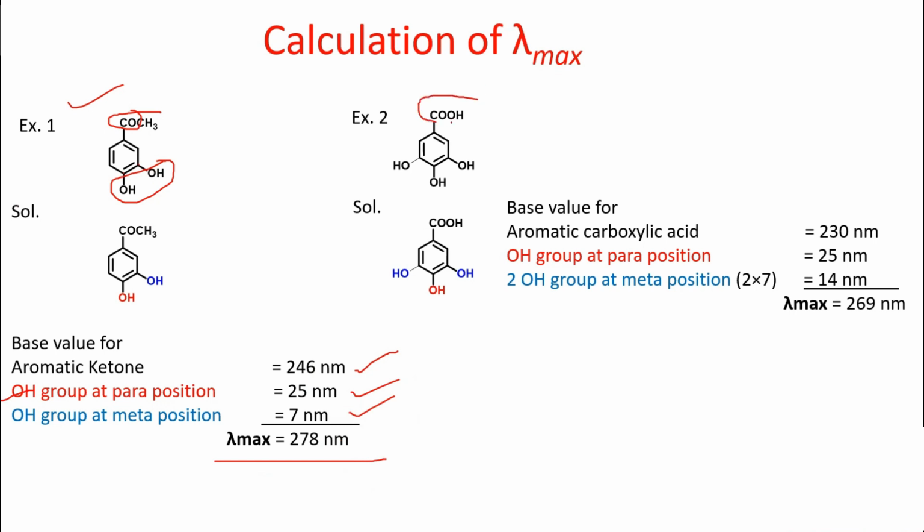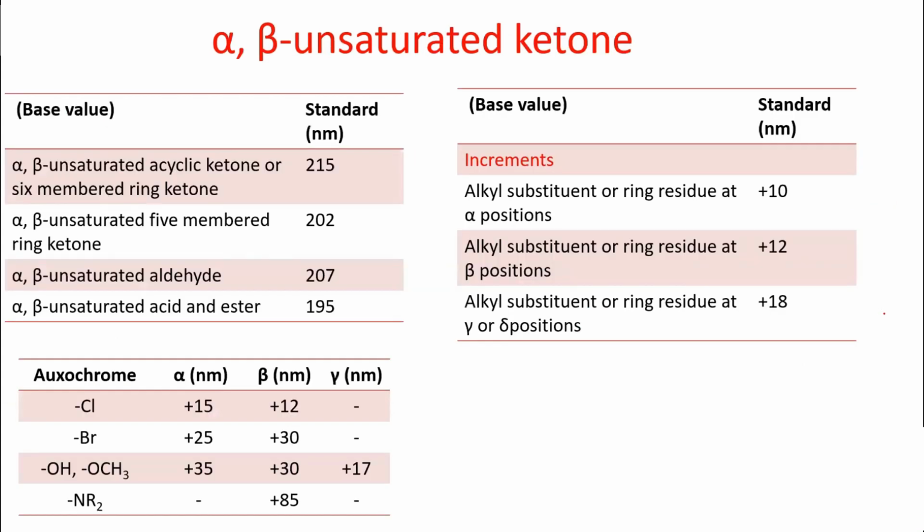Here we can see a carboxylic group, so the base value for aromatic carboxylic acid is 230 nanometer. Here three hydroxy groups are present, two at meta position and one at para position. So the increment for para position is 25 nanometer, and the increment for meta position is 2 multiplied by 7 nanometer, equal to 14 nanometer. So overall lambda max for this molecule is 269 nanometer.